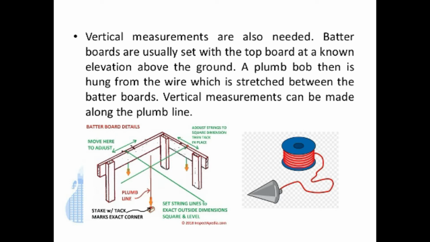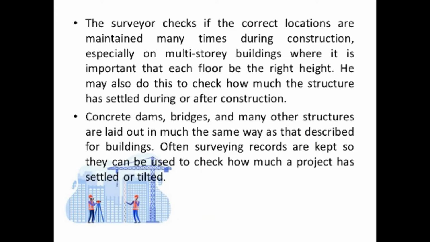A plumb bob, this one, is then hung from the wire, which is stretched between the batter boards. Vertical measurements can be made along the plumb line. This one is the plumb line. The surveyor checks if the correct locations are maintained many times during construction, especially on multi-story buildings where it is important that each floor to be on the right height.